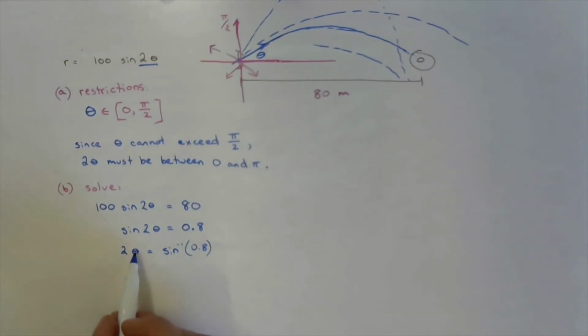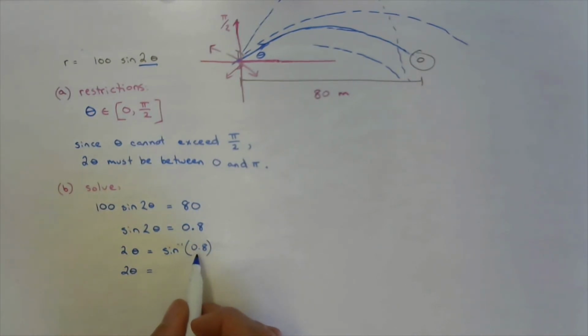This is going to tell us what this double angle is equal to, and then we can divide by 2 to get theta by itself. Turns out that 2 theta, so the inverse sine of 0.8 in radian mode, is 0.927. That's an approximation, rounded. You could double check that in your calculator: second function, sine 0.8, enter.